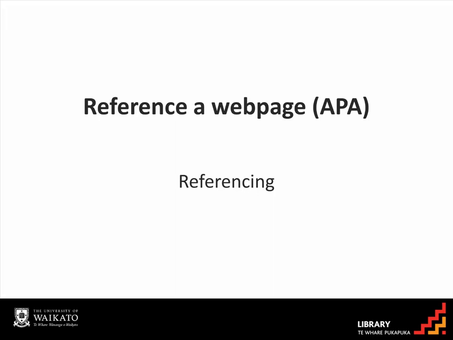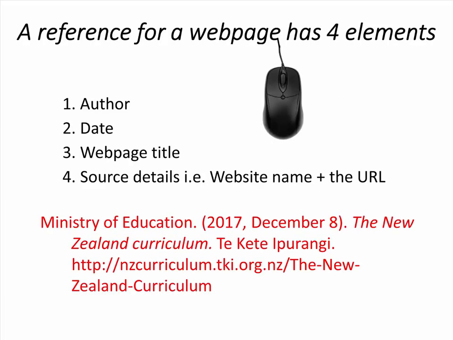This video shows you how to reference a web page in APA. There are other videos on how to reference books and journal articles. APA has four main elements to a reference: author, date, title, and source details.